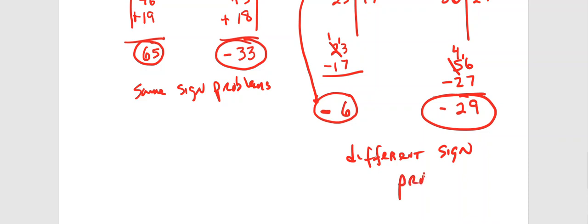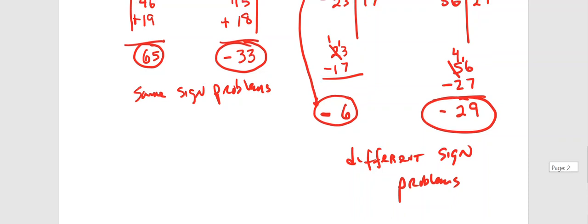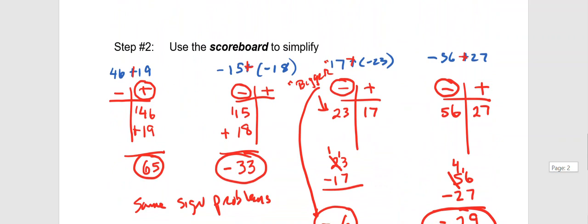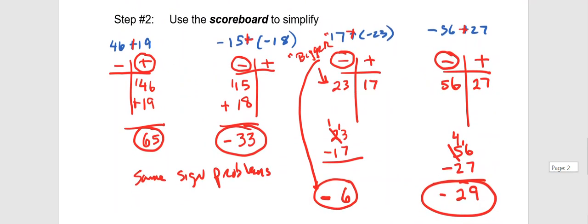These two problems are the different sign problems. So you notice we use the scoreboard differently, okay? So if we can be comfortable using the scoreboard, as long as we're dealing with an addition problem, we can be comfortable converting any subtraction problem to an addition problem, then these types of expressions should become much more manageable.